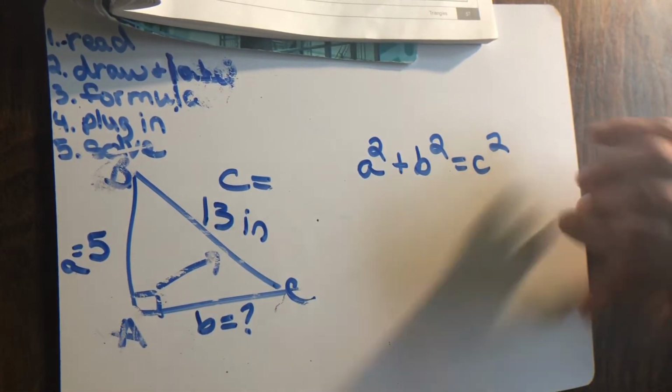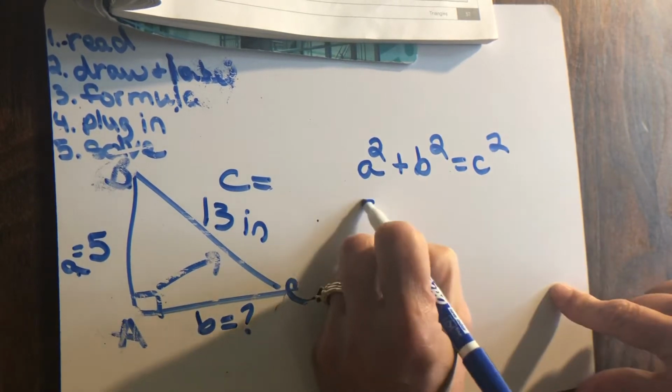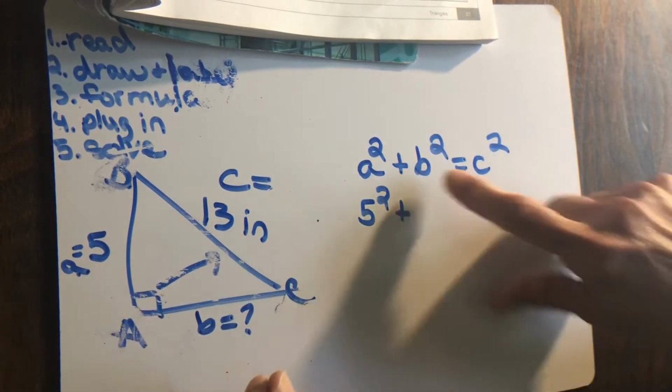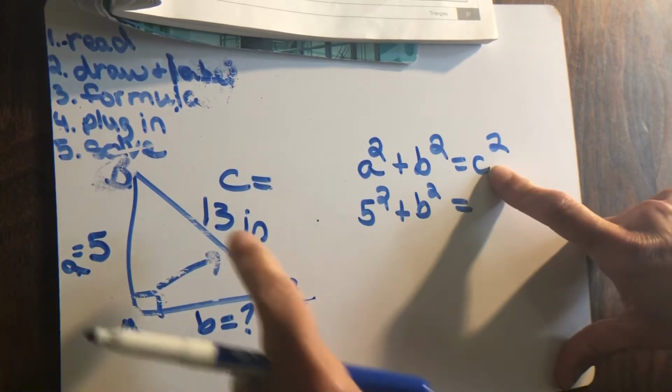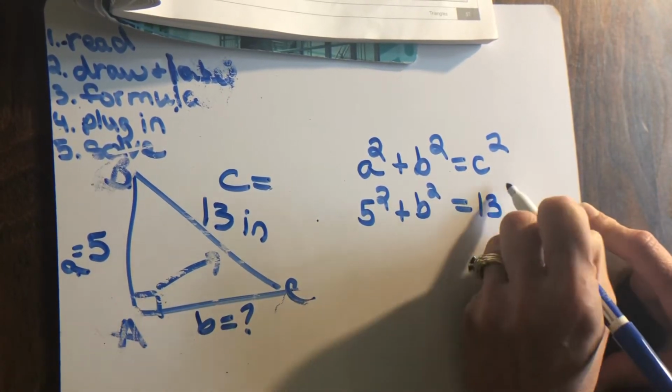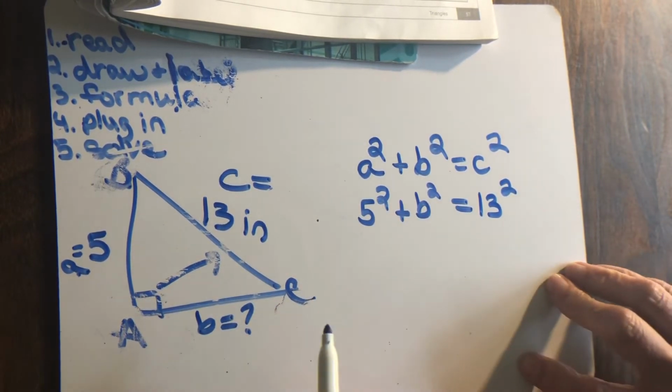And now it's time to plug our stuff in, plug your numbers in. So do you have a number for A? You do. It's 5. Keep your square. Do you have a number for B? You don't. Keep the letter. You have a number for C? You do. Put the number in. Now remember, don't drop your squares. And then we solve it.